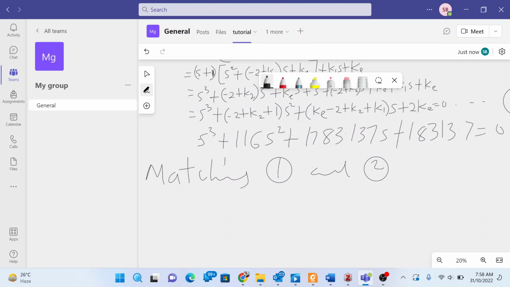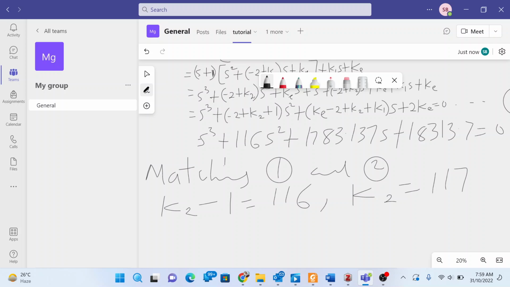So this is going to give us the expression in the brackets, which is k2 minus 2 plus 1, is going to give us minus 1. So from the first expression, the one with s squared, that means k2 minus 1 is going to give us 116. So from here, k2 is going to be 117. So that's k2. We have obtained that one straight away from there.